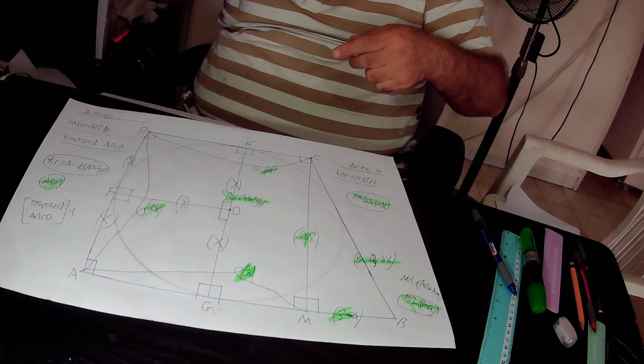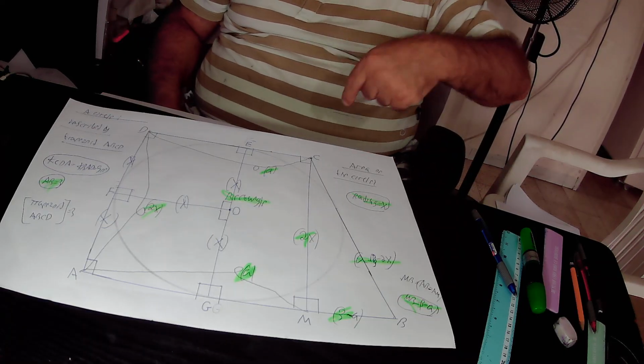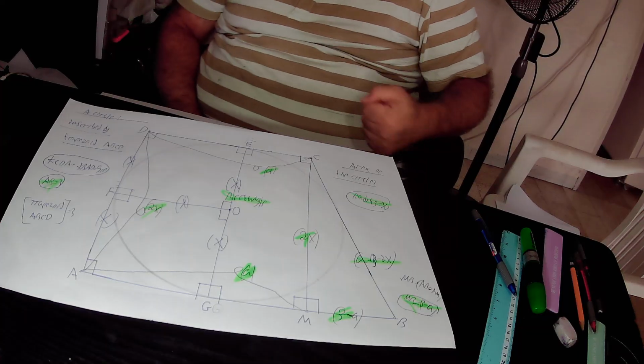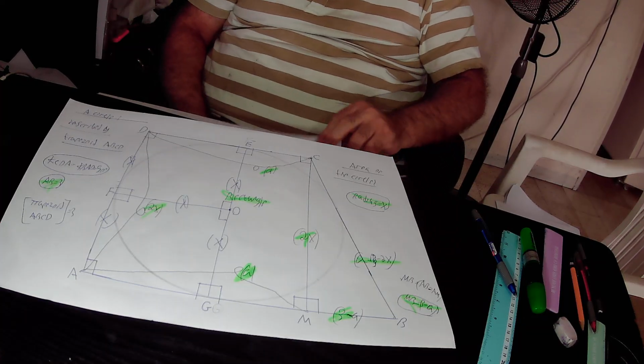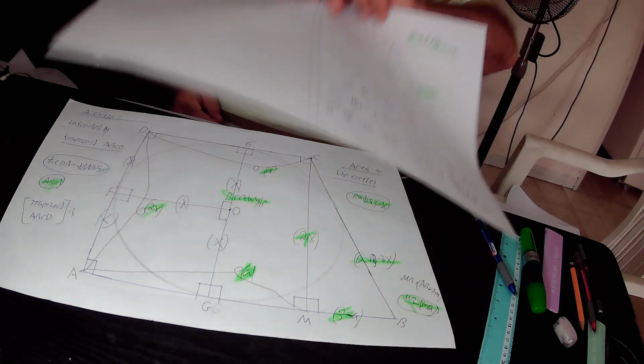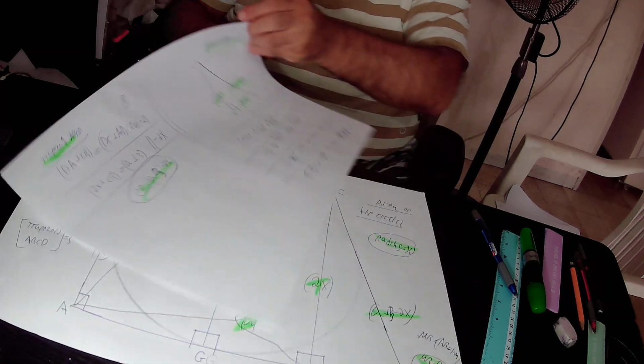In the next step, I copied the right triangle CMB onto a new page and we implemented the Pythagoras theorem on this right triangle CMB. According to the Pythagoras theorem, in any right triangle, the square of the hypotenuse equals the sum of the squares of the perpendicular sides. So this is the right triangle CMB that I copied from the original drawing.